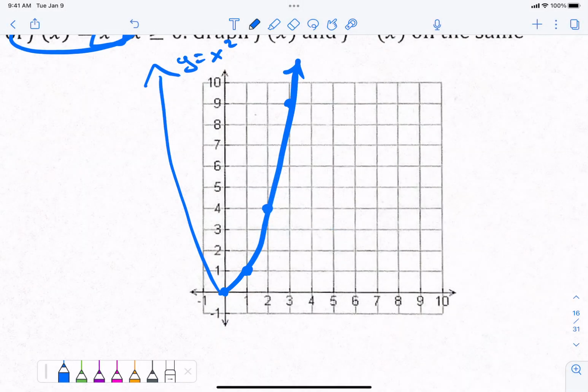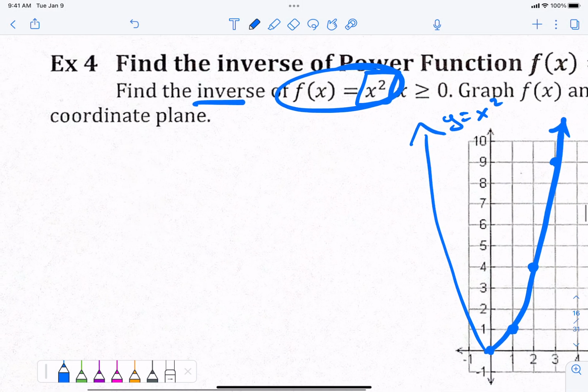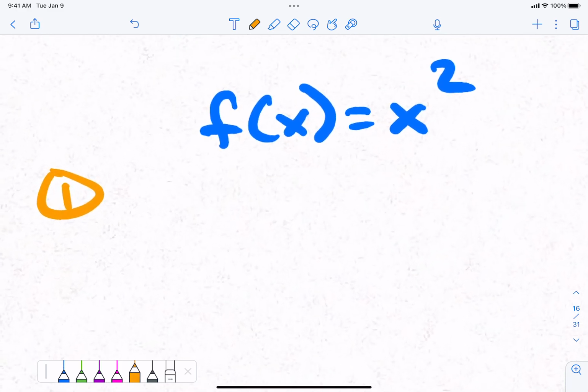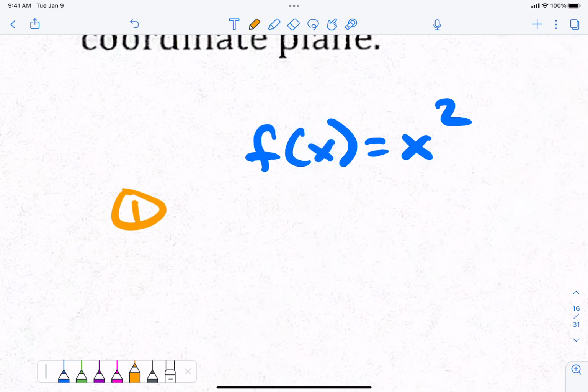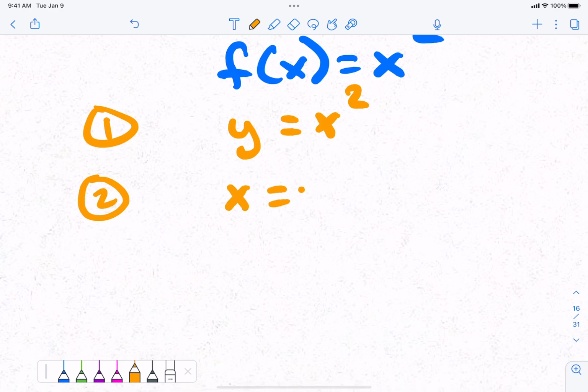Okay, they want us to find the inverse. So we're starting with this function, and we want to find the inverse. The first step to finding the inverse was to change it to y. Y equals x squared. The second step, x equals y squared. The third step is solve for y. I want to get y by itself.